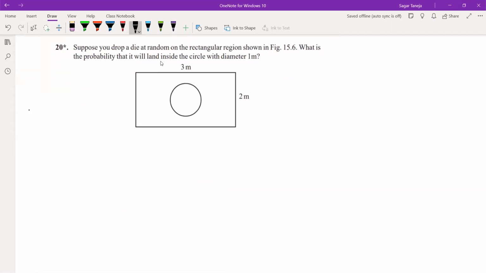Suppose you drop a die at random on a rectangular region. Just imagine you have a die in your hand and you are throwing it on this rectangular region, in which there is a circle in between. What is the probability that the die will land inside the circle? Here they are talking about area, where the length and breadth of the rectangle are given and the diameter of the circle is given, that is 1 meter.